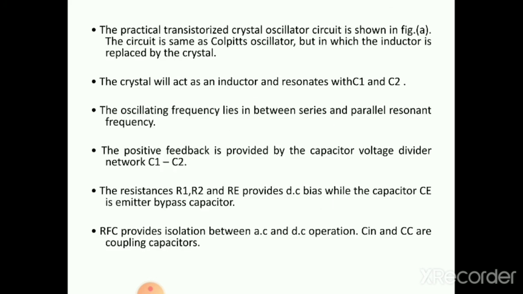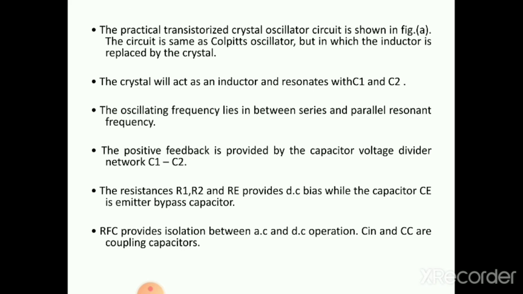Now moving on to the explanation. The practical transistorized crystal oscillator circuit is shown, and the circuit is same as Colpitts, but in which the inductor is replaced by the crystal. The crystal will act as an inductor and resonate with C1 and C2. The oscillating frequency lies in between series and parallel resonant frequency.